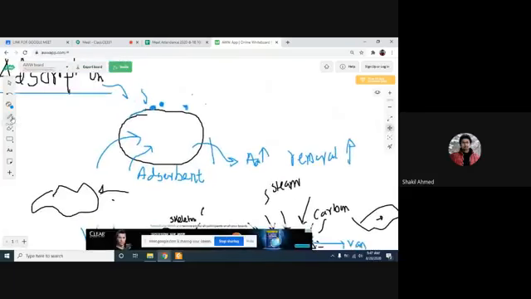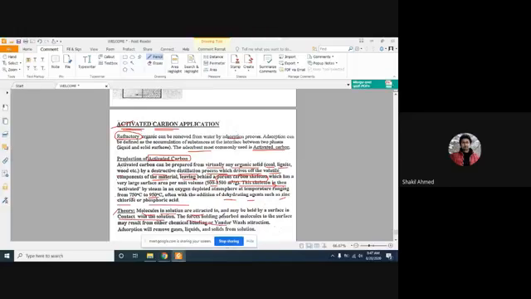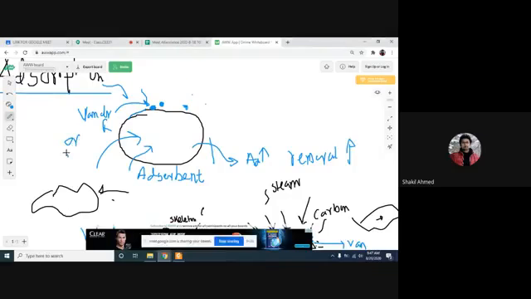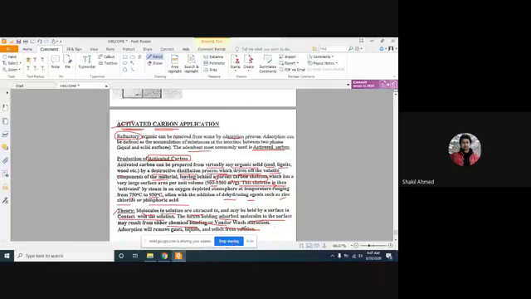What helps them to get adsorbed and get connected? This is Van der Waals force. The forces holding an adsorbed molecule to the surface may result from either chemical bonding or van der Waals force. So sometimes it can also be chemical bonding. Adsorption will remove gases, liquids, and solids from solution.